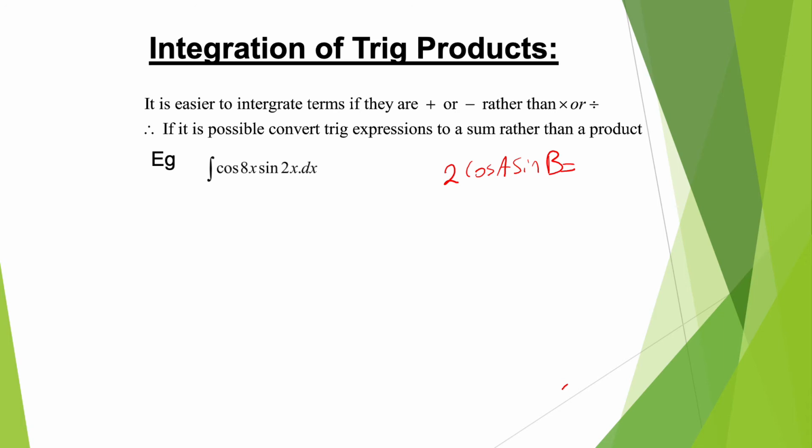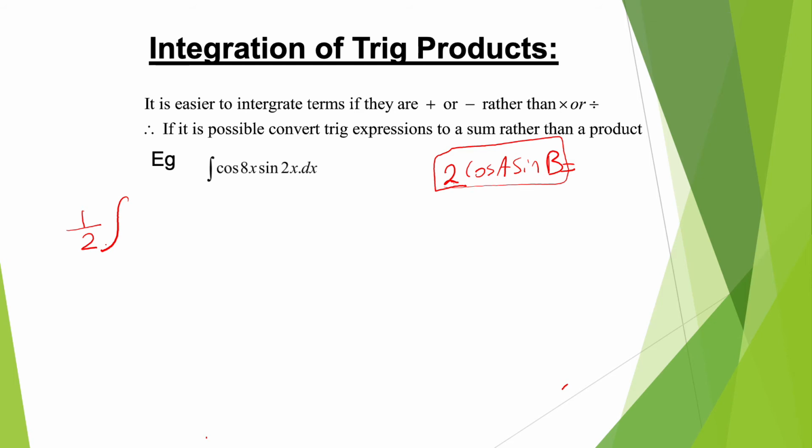So a is 8x and b is 2x. So therefore, we're going to change that into 2. There is no 2 in here, so I'm going to divide by 2, because remember the identity actually has a 2. This one has no coefficient 2. That's why I have to divide by 2. I need to add that 2. I'll end up with 2.